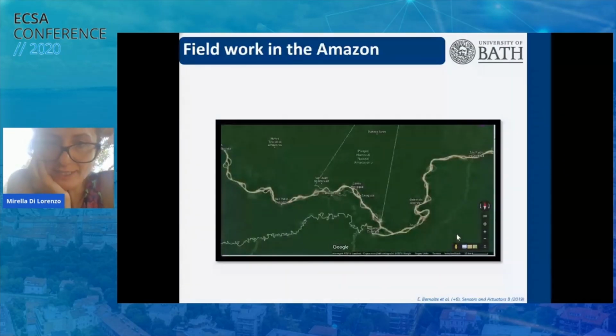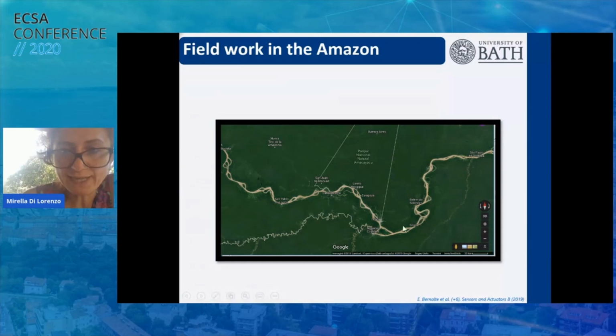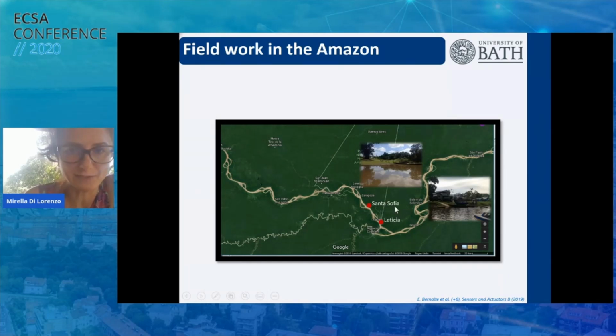We did this field work in two areas of the Amazon. We worked in Leticia, which is basically the intersection between Brazil, Colombia, and, sorry, I can't remember the third country, but anyway, Peru. So it's basically at the cross of these three countries. Leticia is the major city on the Colombian side of the Amazon, but we also worked in another community, the community of Santa Sofia, which is a more remote community.